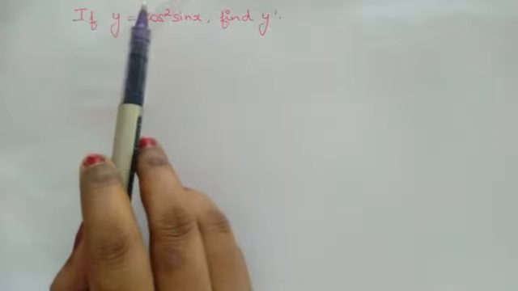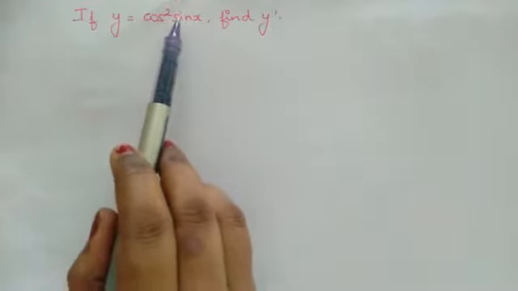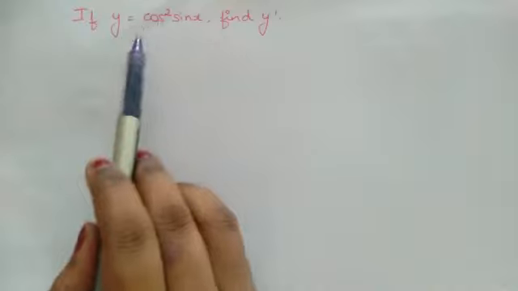If y equals cos square sin x, find y dash. So in this sum we are going to bring in the concept of chain rule. Usually when we are finding the derivative, we will be having functions of the form y equals cos square x, or y equals sin square x. But here we are having y equals cos square sin x, a function within a function.